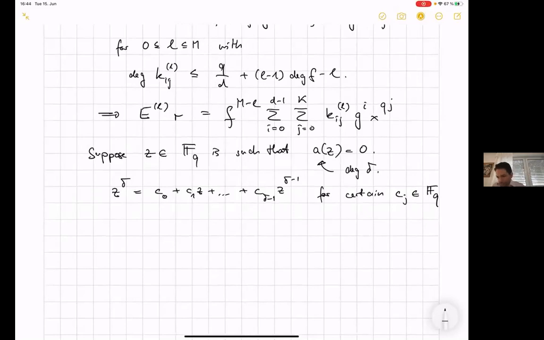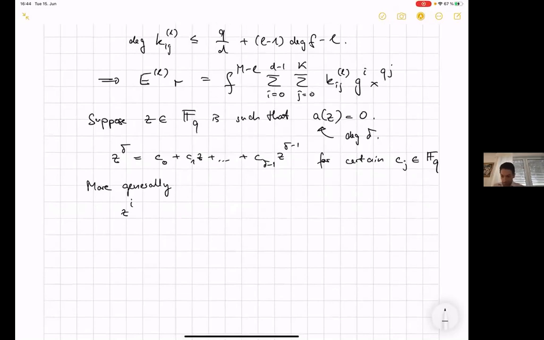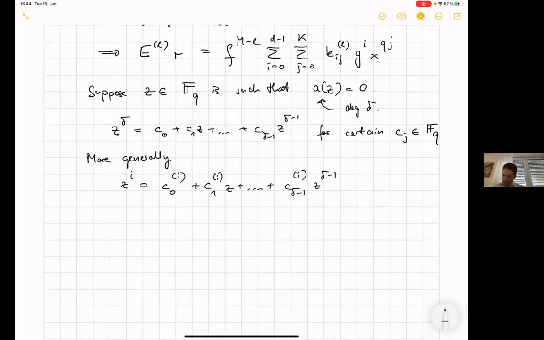And more generally, I can do this with any power recursively. More generally, z^i, this is the typical thing you do with algebraic equations, and you've seen similar arguments in transcendence theory too. You can write this with certain coefficients c_{0i} plus c_{1i} z plus and so on, plus c_{delta-1,i} z^{delta-1}. Everything can be expressed in terms of powers of z up to delta minus 1.